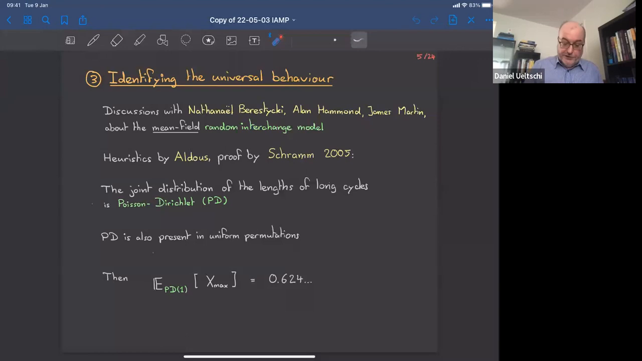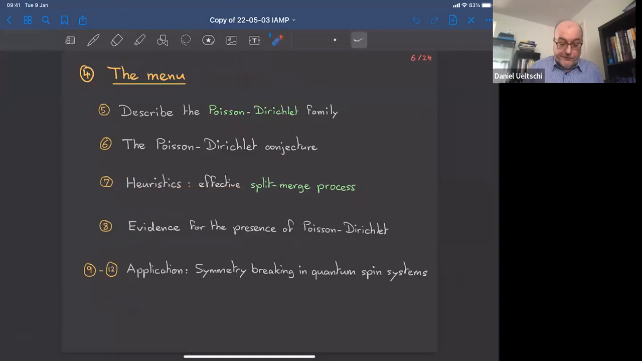Let me describe what I plan to discuss today. I'd like to introduce the Poisson-Dirichlet family of distributions on partitions. Then I'll explain the Poisson-Dirichlet conjecture for many loop models in dimensions three and higher. I will explain the heuristics, which is based on the split-merge process. It is useful to understand why Poisson-Dirichlet is present, and also Poisson-Dirichlet, as we will see, depends on a parameter. These heuristics actually allow us to calculate the corresponding Poisson-Dirichlet parameter.